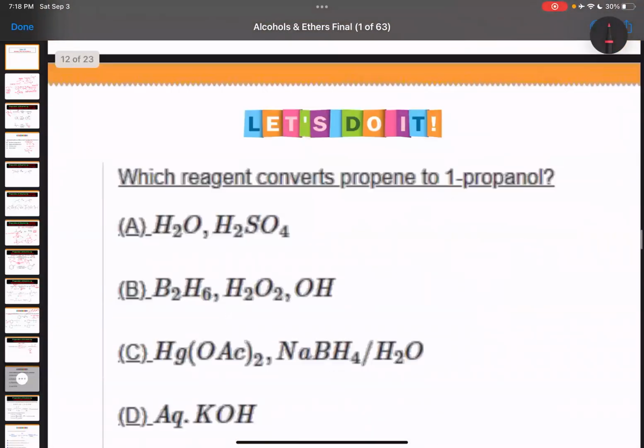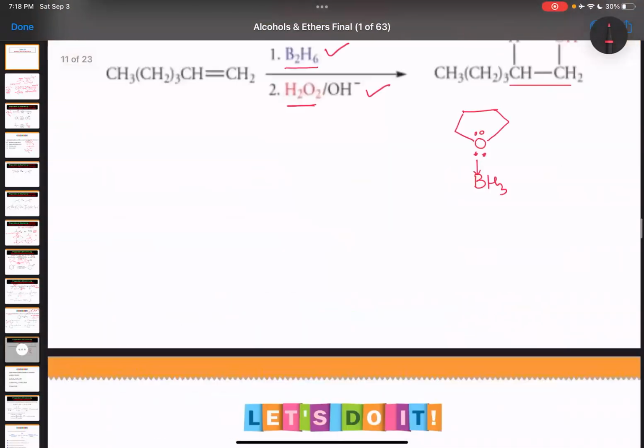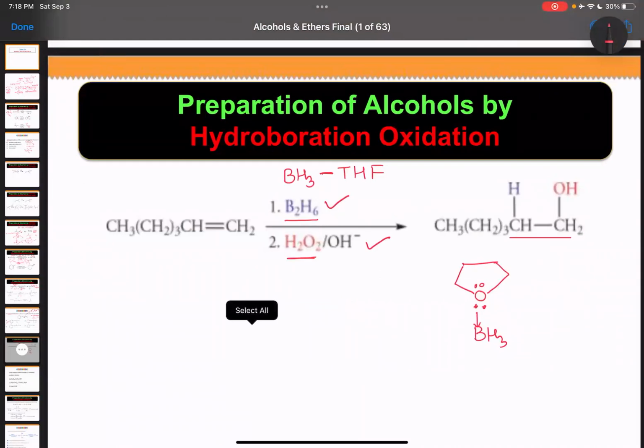So is B2H6 the product of BH3 and THF? No, actually it is not the product. Borane remains as B2H6, so you need to take it in the form of BH3 in the presence of THF. It is one and the same thing. In the presence of THF, it remains single. Otherwise it forms a dimer, B2H6.